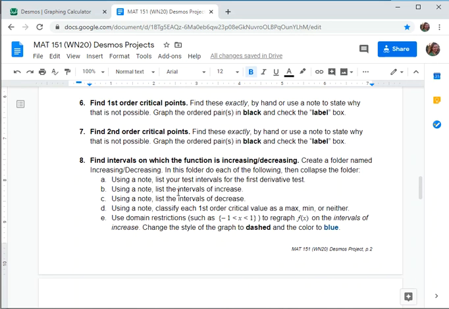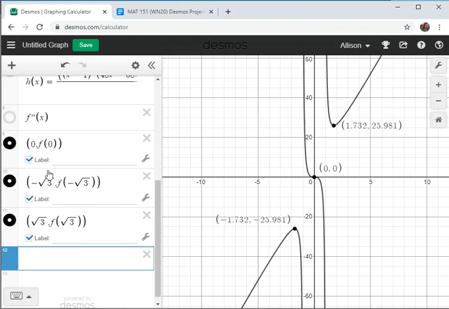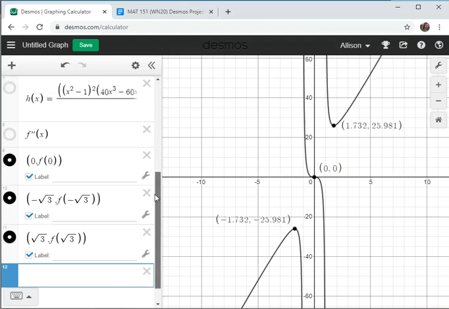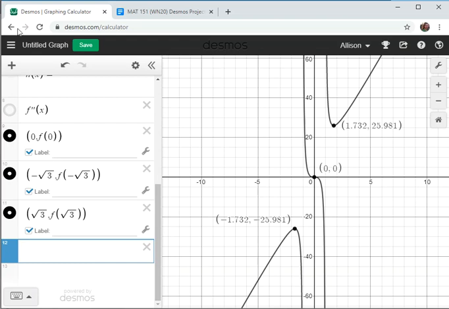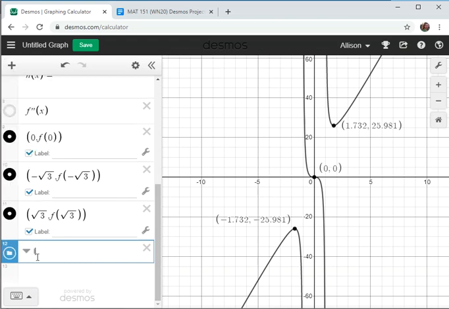Now we're, again, much of this started off doing by hand work. We've done that. Now we're ready to put it together on Desmos. So we're going to make a folder. Okay, as you can see, we've already got quite a long list of things going. We could probably organize that later. But I'm going to make a folder, and this folder is called Increasing / decreasing.